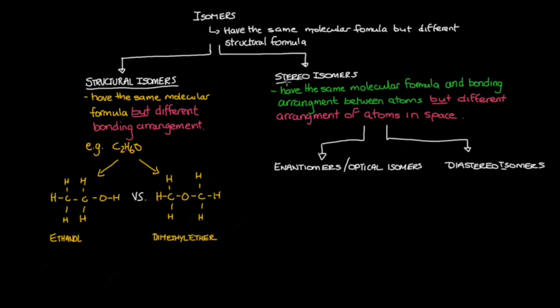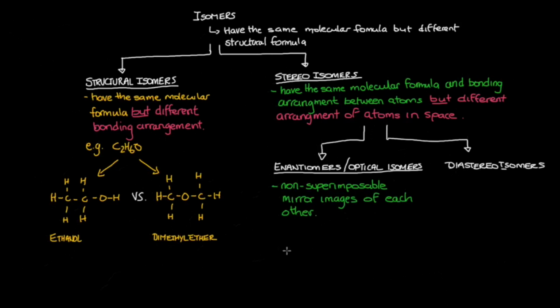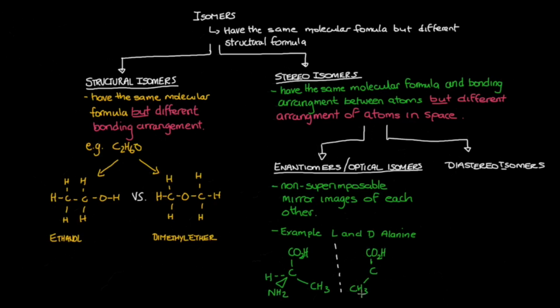Now, this particular class of isomer, known as an enantiomer or optical isomer, represents non-superimposable mirror images of a particular molecule. A good example is the amino acid alanine. Alanine here is represented with its 2 mirror images, one on the left and one on the right. Let's look at this a little bit deeper so that you could see what the differences are between both.